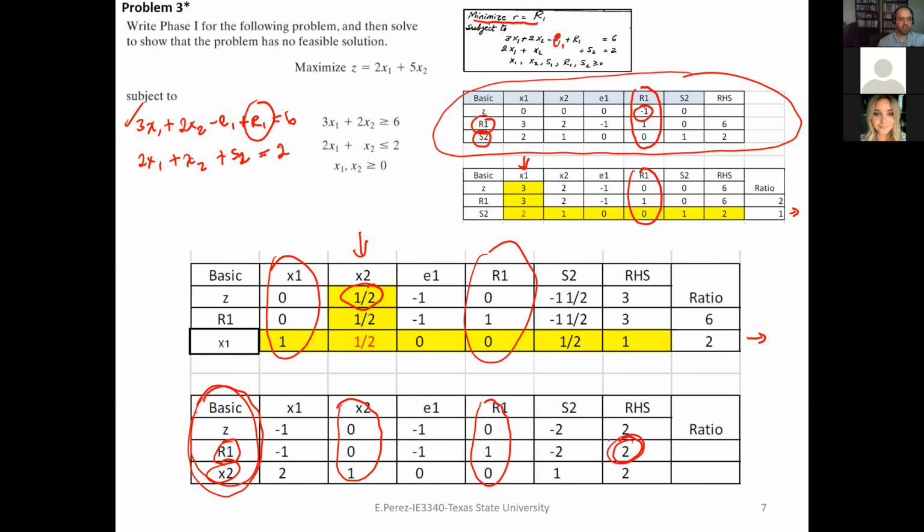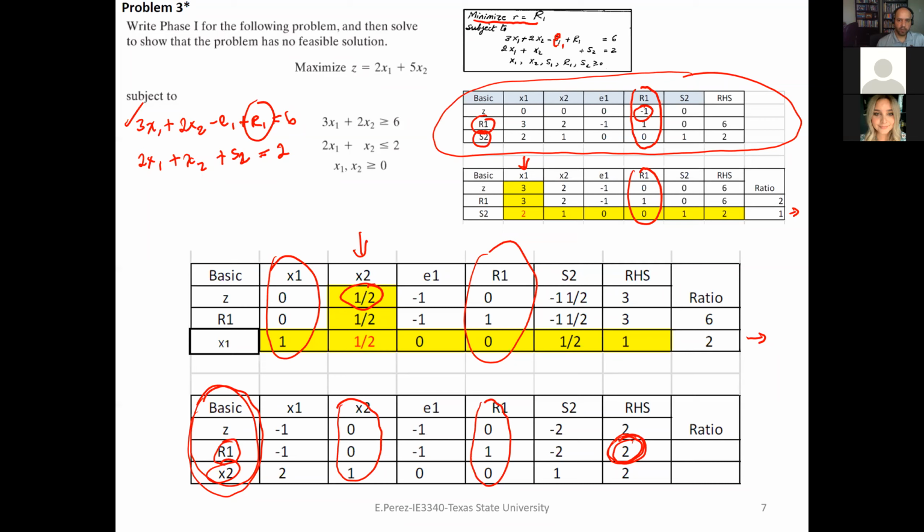So that's why we know that this problem is infeasible, but the two-phase method, phase one, is also showing you that that's the case, because in order for you to find a solution, you need to rely on this artificial variable that is not part of the original problem.